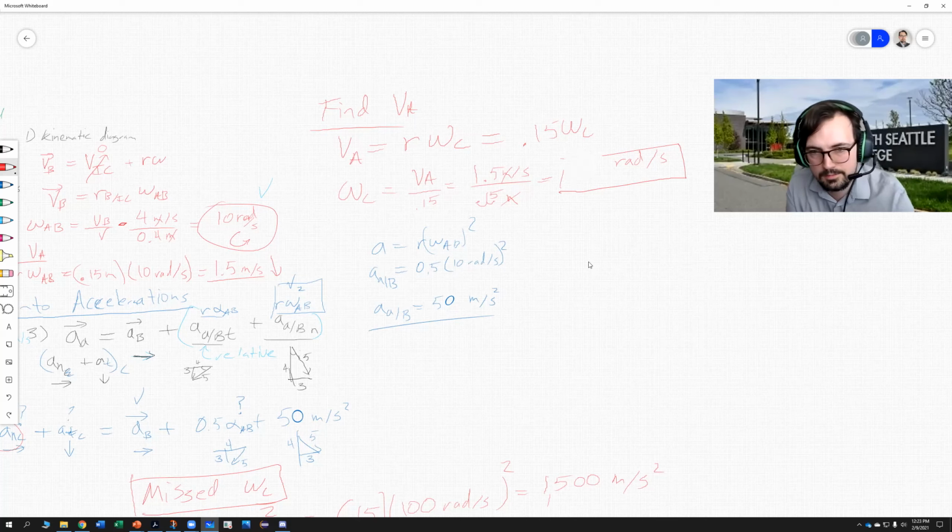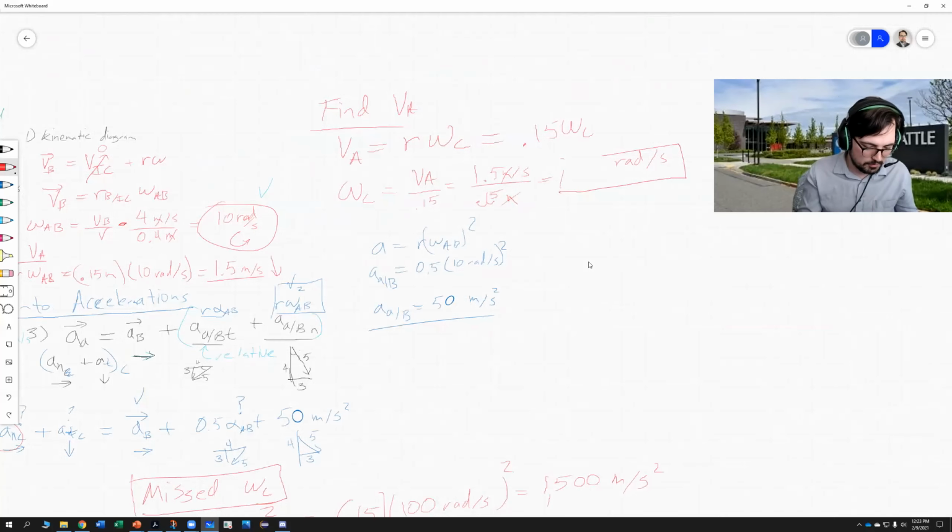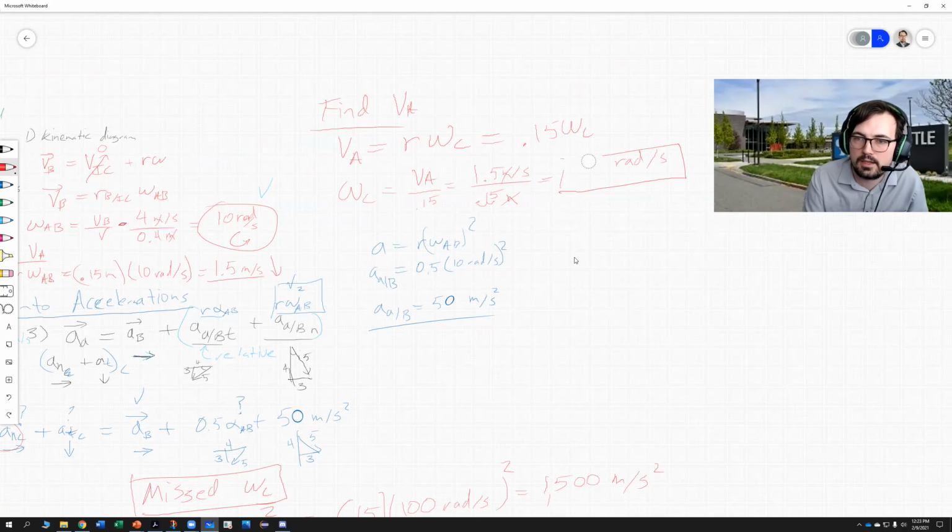Small math error here. This is what happens when you try to do work without lunch. 1.5 divided by 0.5 here. This is just 3 rads per second. That makes a lot more sense. Sorry about that. Made a simple math error here. This is 3 rads per second. I was wondering why this value seems so off.